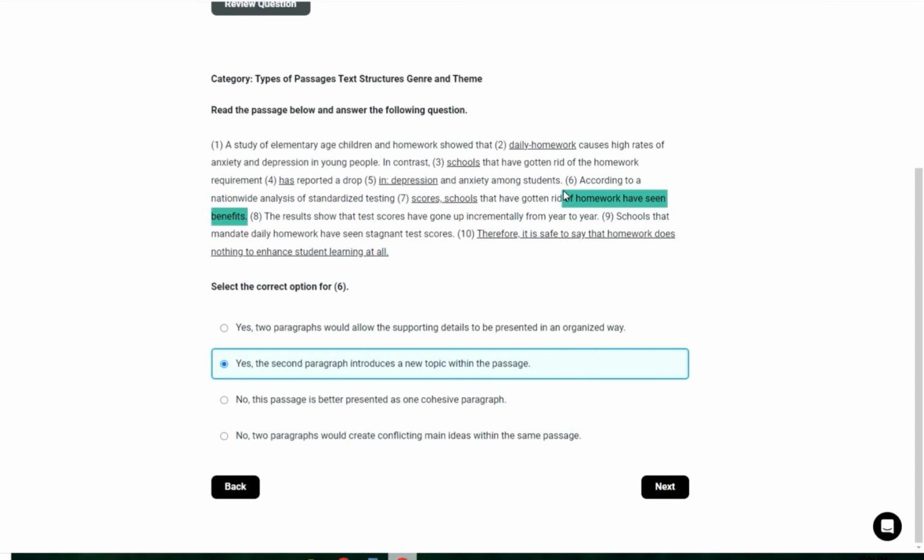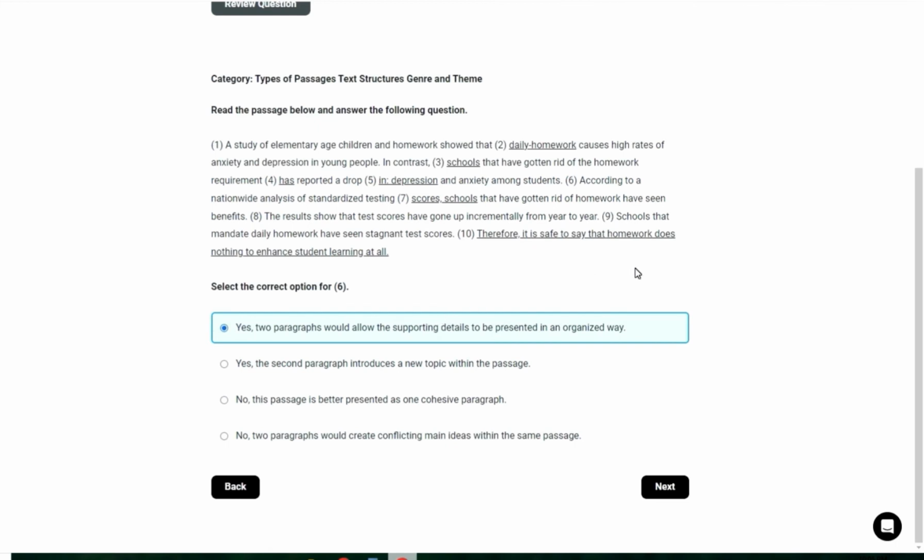This sentence right here, and your answer is yes, because it says that schools that got rid of homework have reported a drop in depression and anxiety. And so we've already had that idea, we're just re-emphasizing it with scores. So is there a new topic? Maybe about the scores, but the best choice here is talking about how it organizes the supporting details into two different paragraphs. And so the best answer is A. B would make a little bit of sense, but the best answer here would be A.